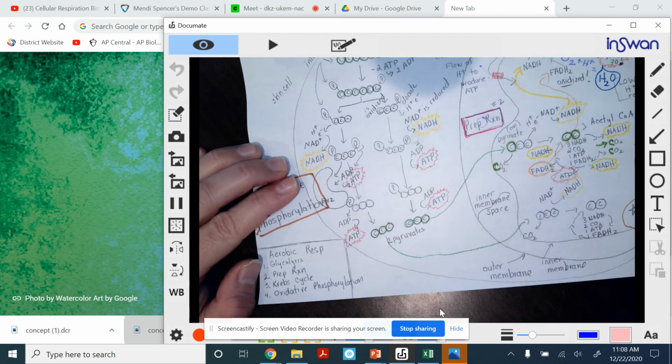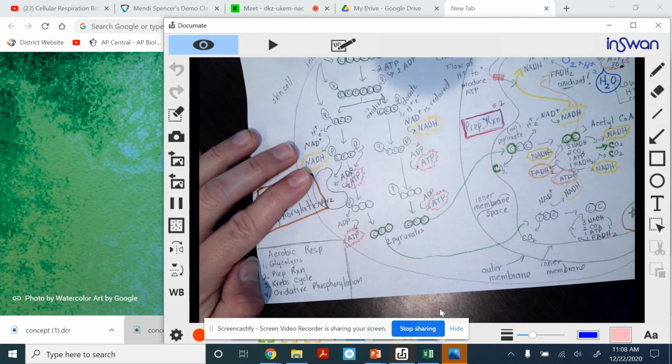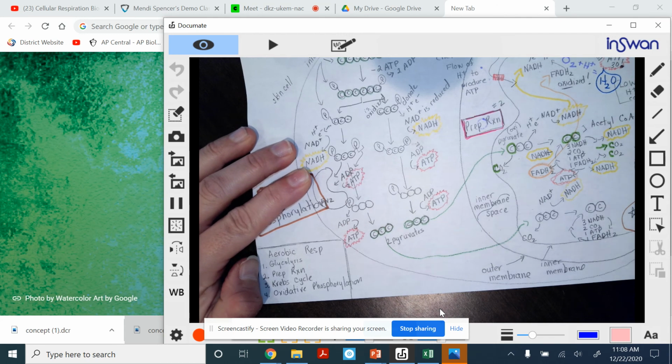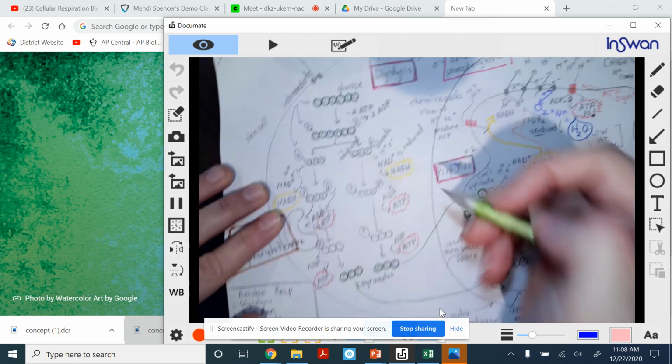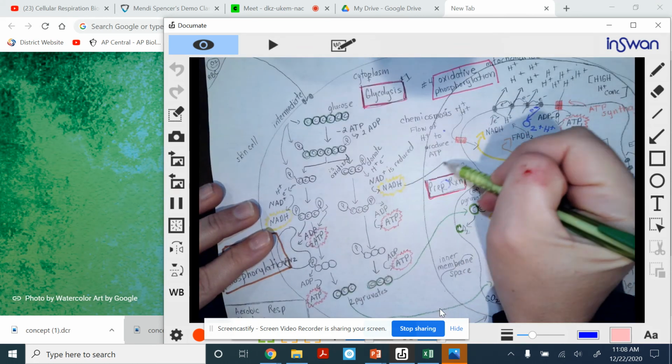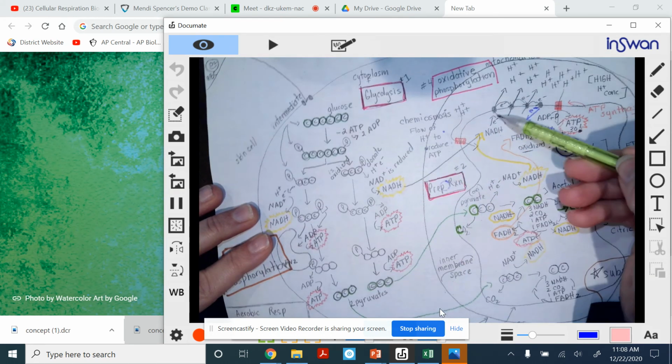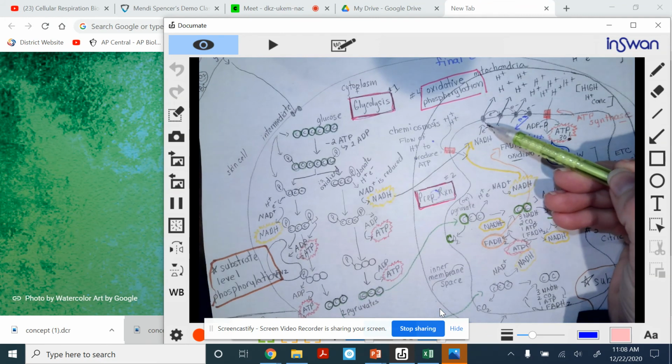What is the purpose of those NADHs? Like, where are they going to go? Can any of you tell me where do you think those NADHs are going to go? Awesome. Specifically, to an electron transport chain.